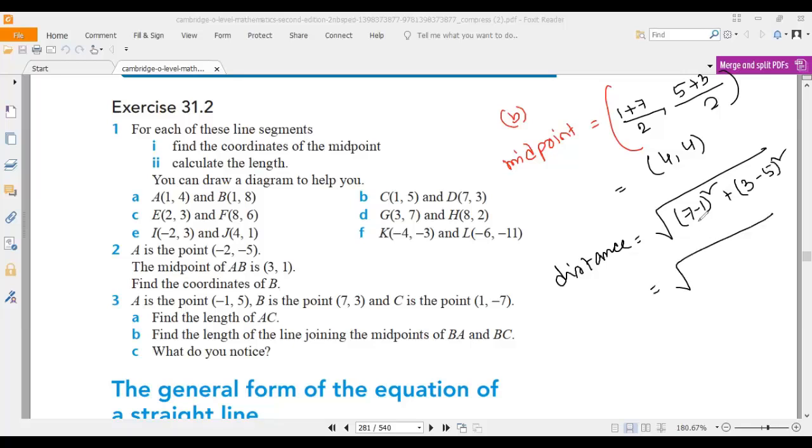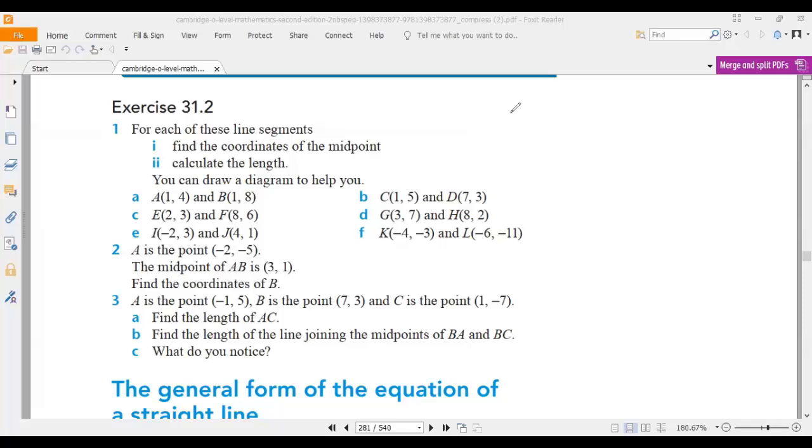Now we need to solve. 7 minus 1 is 6. 6 square is 36 plus 3 minus 5 is 2 square, that will be 4. So 36 plus 4 will be root over 40. This is a very simple one. Next, we can find out the decimal value. If we want to find it out by using a calculator, we can easily solve. Now, question number C, the midpoint.